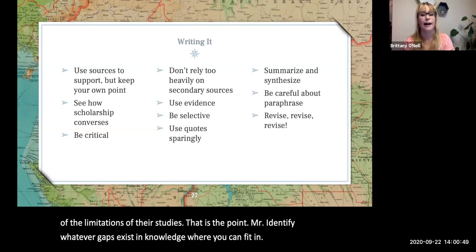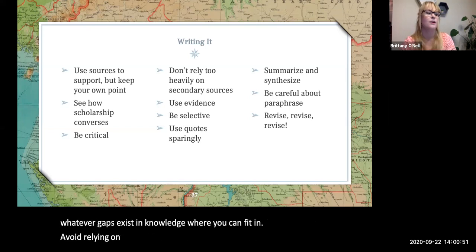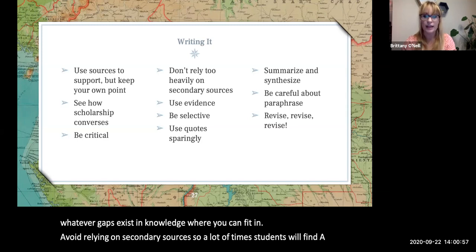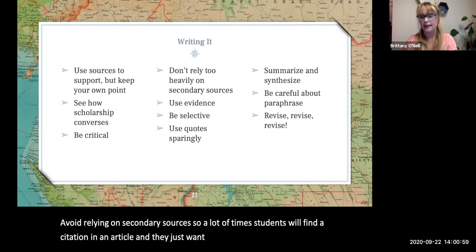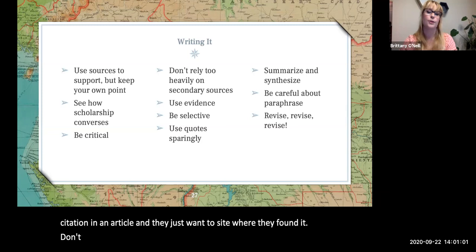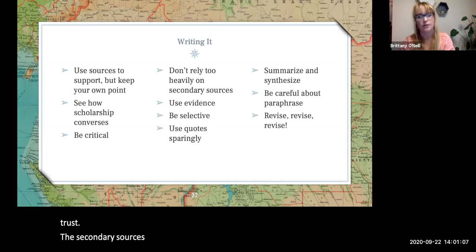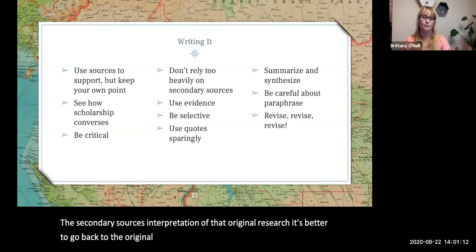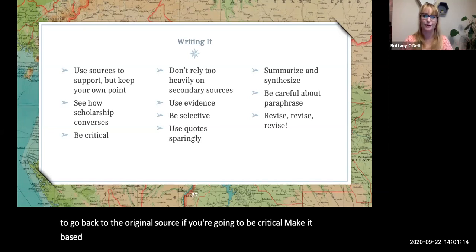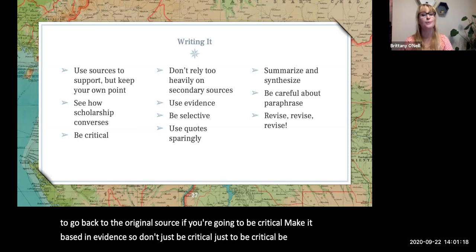Avoid relying on secondary sources. So a lot of times students will find a citation in an article and they just want to cite where they found it. Don't do that. Go back to the original source, because you don't want to trust the secondary source's interpretation of that original research. It's better to go back to the original source. If you're going to be critical, make it based in evidence. So don't just be critical just to be critical. Be selective. Use quotes sparingly.